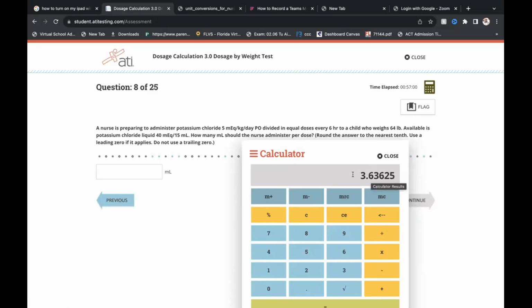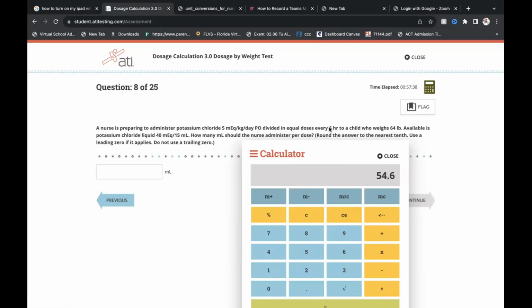3.64 roughly. So we need to times that by 15 milliliters. The reason we're timing it by 15 milliliters is because we needed to find out how many 40 was in that 145, and we did, and that answer is 3.64. Let me write that out. 3.64. So now we need to times that 3.64 by 15 milliliters. So we're gonna times it by 15, and that gives us 54.6 milliliters.